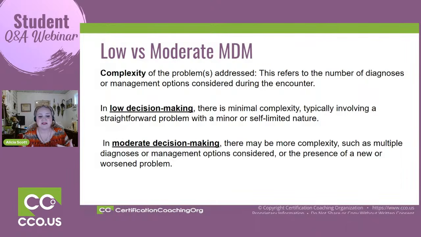Usually they say it's a straightforward problem and it's minor or of a self-limiting nature. Now, if you're new to the code set, you're saying, well, what does straightforward mean? What is minor, or what does limiting even mean? So let's unpack that. Let's talk about what that is. Straightforward signifies that it's simple. There's no other way to say it.